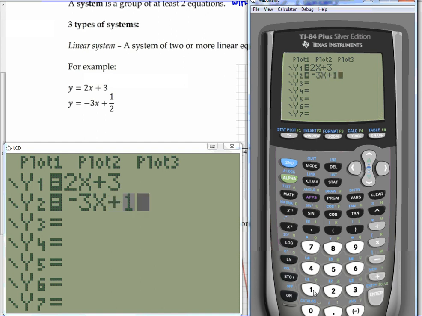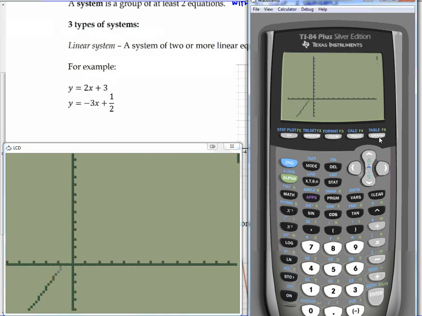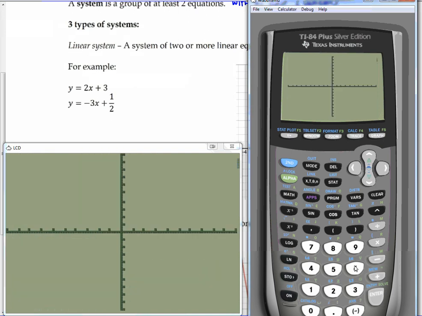We could graph this by hand, because our y-intercept for the first graph is 3, slope is 2, right? Second graph, slope of negative 3, y-intercept of a half. Okay, what do we do next? Push graph. If your windows are different, like mine, you can reset them by going zoom 6. And all you need to see within your window range is the intersection point. Can we see that? Yeah.